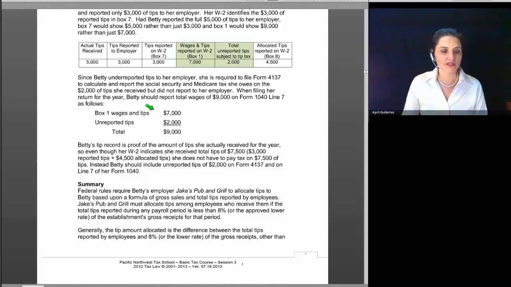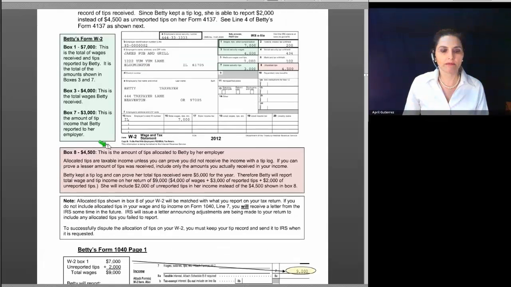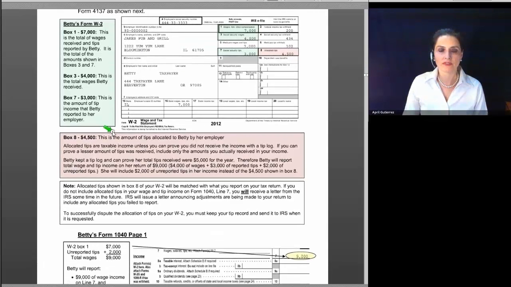So let's go over and take a look at how we actually finish up Betty's 1040 and what her W-2 looks like. As I've said, her W-2 shows $7,000 in Box 1, and it's comprised of the number in Box 3 plus the number in Box 7. And off on the side, we have this allocated tips amount. Betty's in trouble. She can't hide the extra $2,000 she didn't report. Maybe that was her plan. I'll only report some of my tips, and maybe I won't get an allocation, and I'll get away with it.